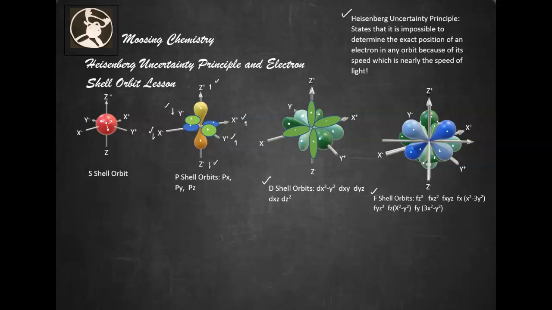So again, Heisenberg says that we know they're in this energy lobe, but where exactly in that lobe, we don't really know because they're moving way too fast. Okay, so it's impossible to determine the exact location of that electron at any given moment because of its speed.